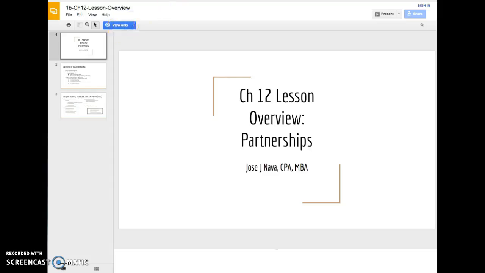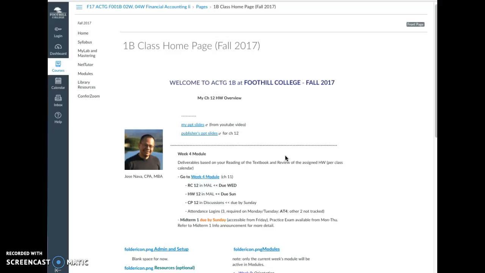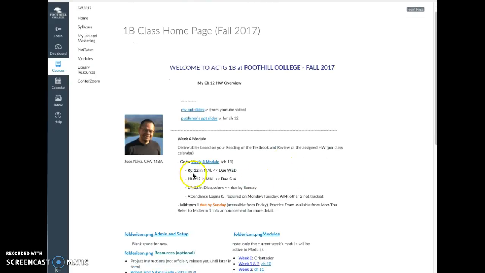And just to show you the calendar, basically the same thing as you see in the calendar and also the weekly agenda announcement, I'm going to show you here. You've got, as you already know, reading check 12 due this coming Wednesday in my accounting lab. Homework 12 due on Sunday. The usual class participation posting and discussions for this week due by Sunday as well.